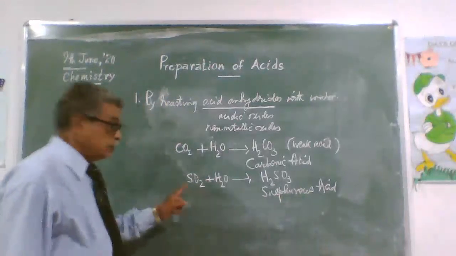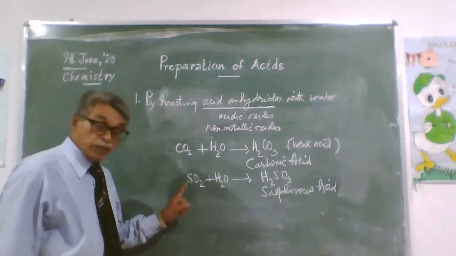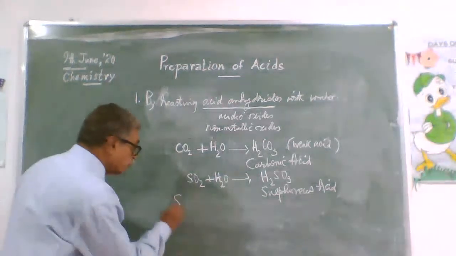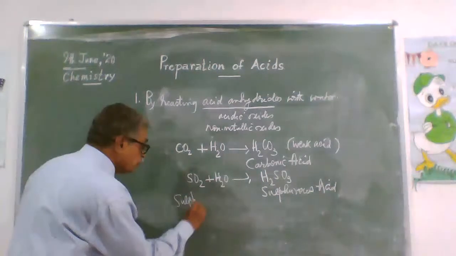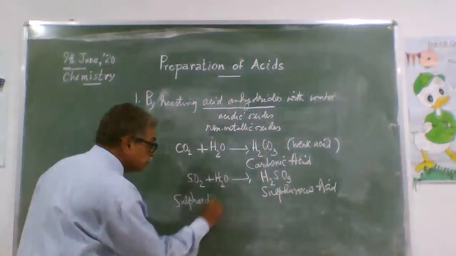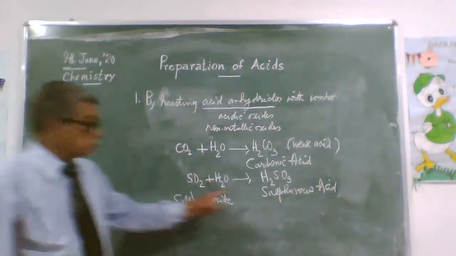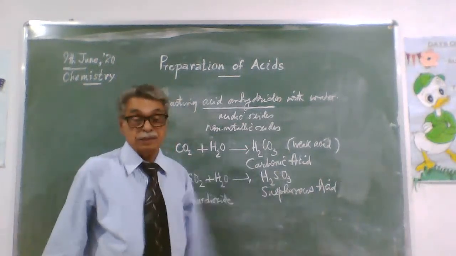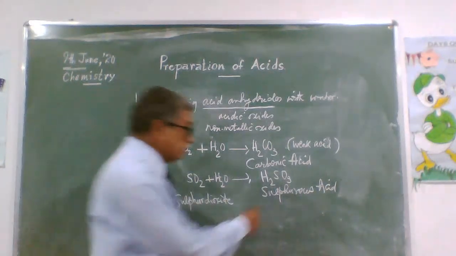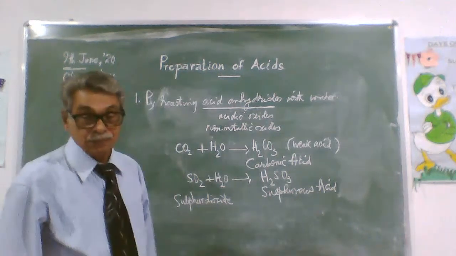This is prepared by reacting sulfur dioxide gas with water. So sulfur dioxide reacts with water, produces sulfurous acid. Sulfurous acid again is somewhat a weak acid.